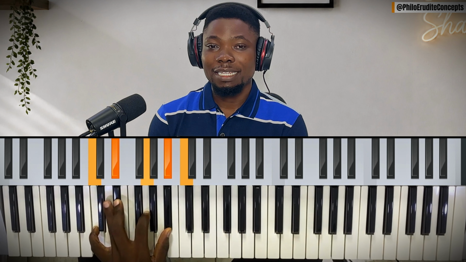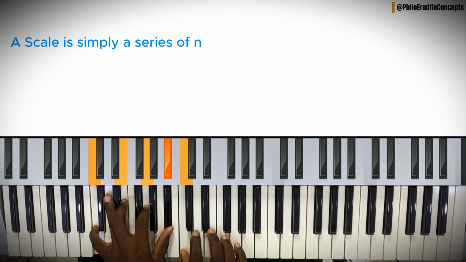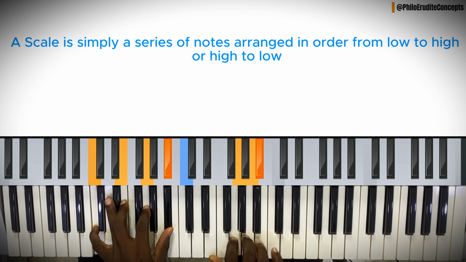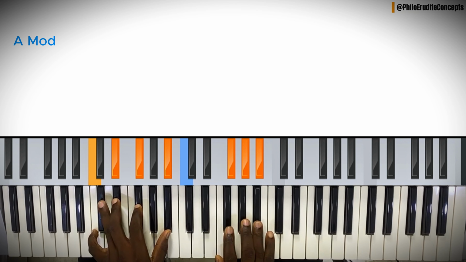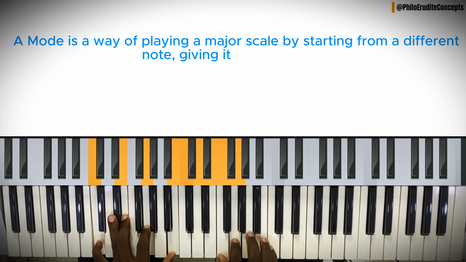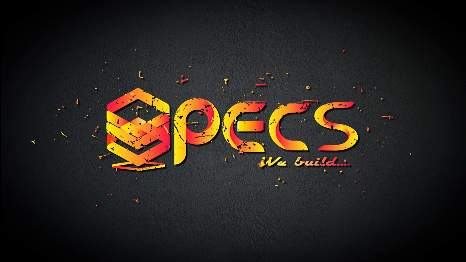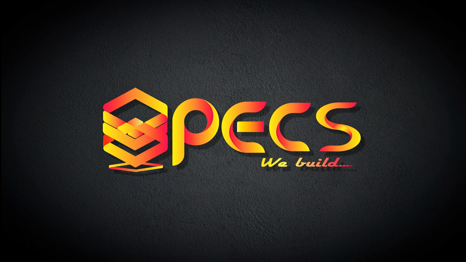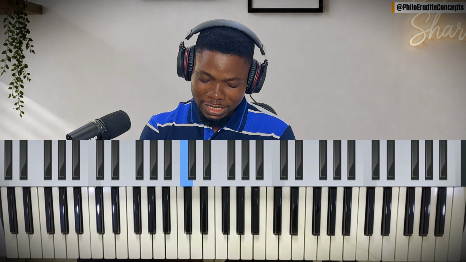Before we dive in, let us understand 2 simple terms, scale and mode. What is a scale? A scale is simply a series of notes arranged in order from low to high or high to low. What is a mode? A mode is a way of playing a major scale by starting from a different note, which gives it a unique sound. This is the foundation of this method.